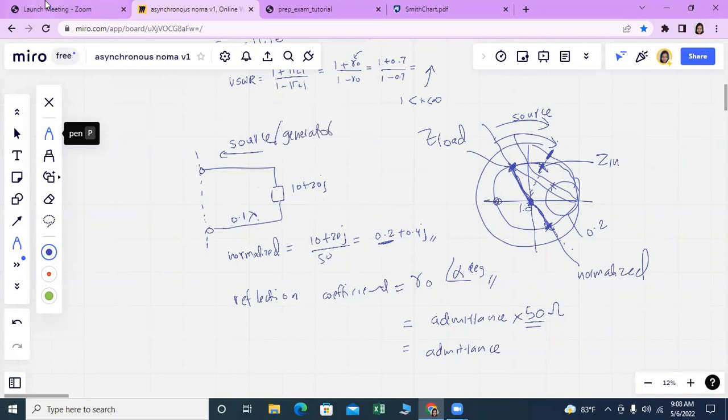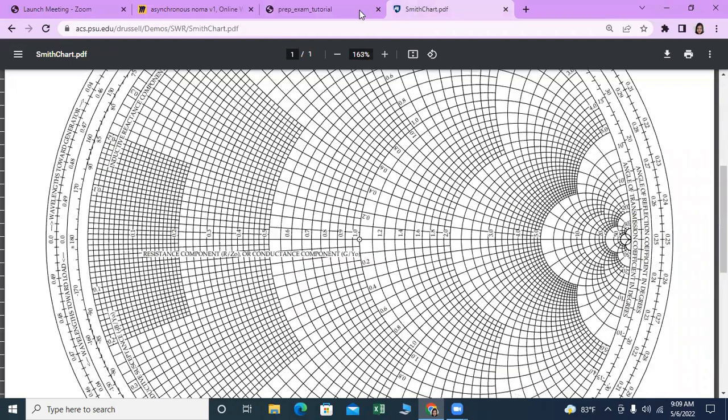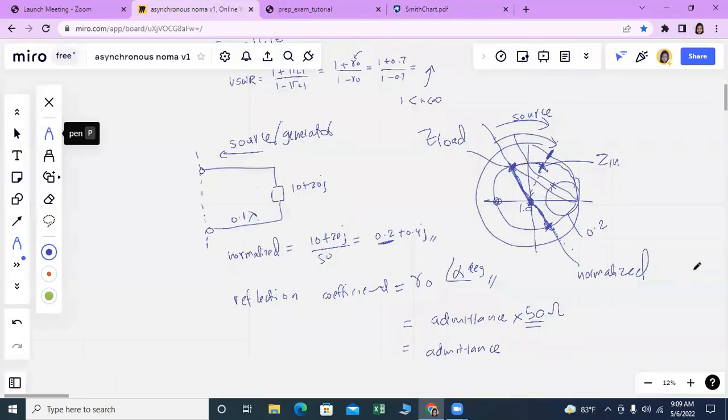And then we have to find the distance to the voltage minimum and voltage maximum. Voltage minimum occurs in a situation where a short circuit happens, right? The short circuit happens in a Smith chart on the leftmost side in the horizontal axis. So the voltage minimum occurs here. Currently we are at the load point, so from there, when we go towards the source, we will be able to find the voltage minimum.